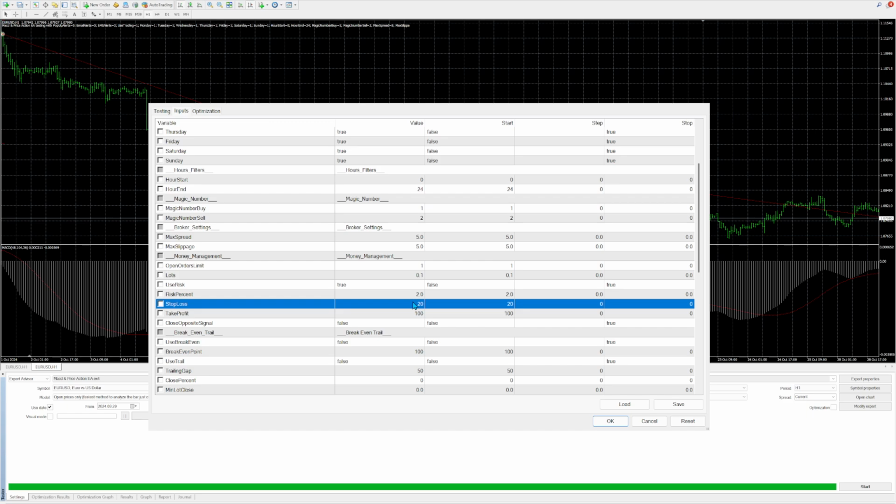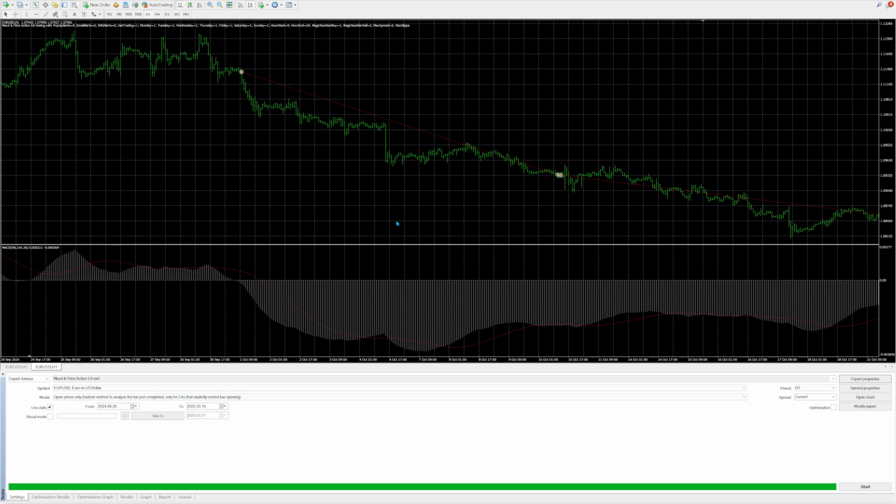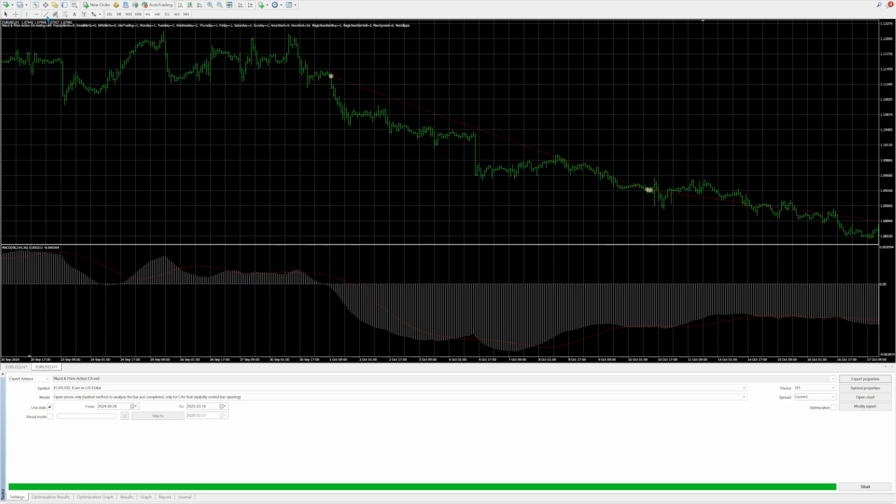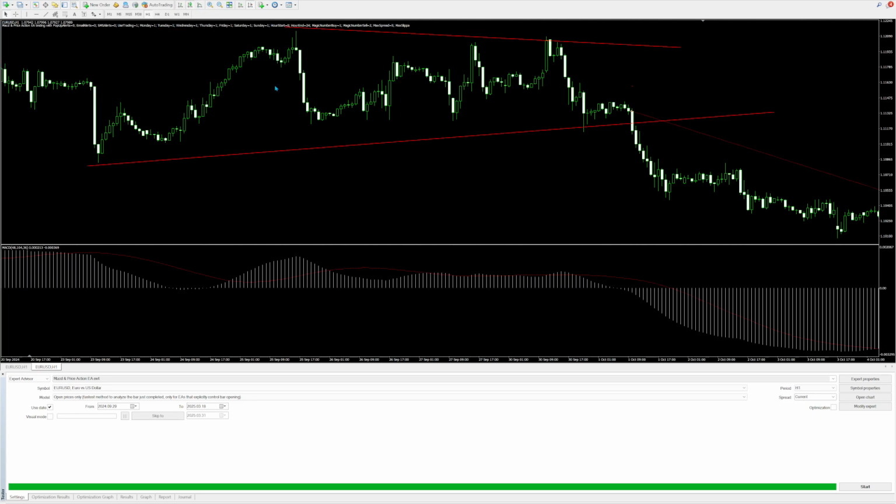Personally, I'm not a fan of using fixed stop loss and take profit levels. The reason being is because it depends really on what the market's doing. Let's just have a look at an example. If we see here, we can see this level of support there, resistance here, triple top formation. Let me just zoom in a bit on this for you.